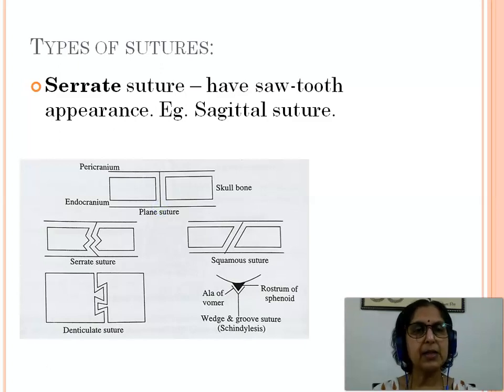Second type is the serrate suture. Here the opposing margins have a saw-tooth-like appearance. So what we see here is a serrate suture where saw-tooth-like appearance is seen at the opposing margins of the flat bones. An example of this being the sagittal suture.